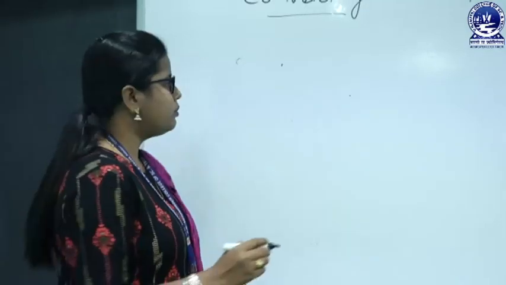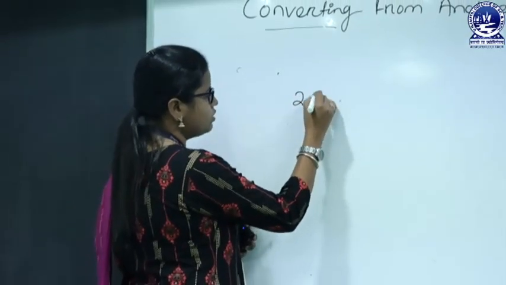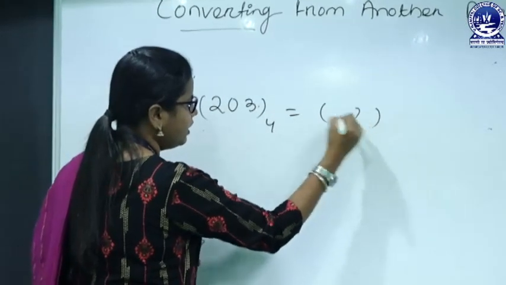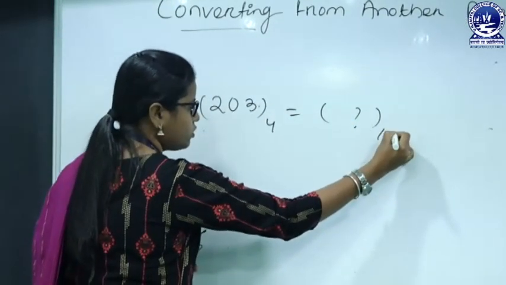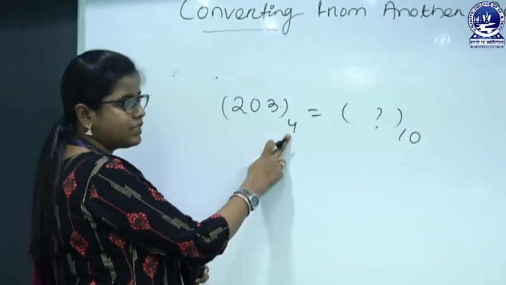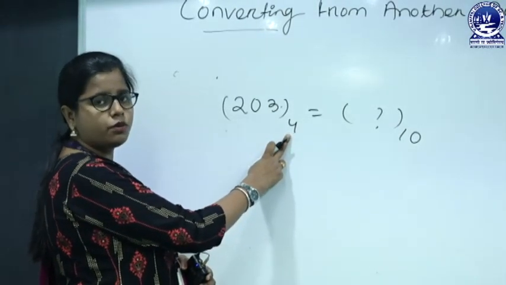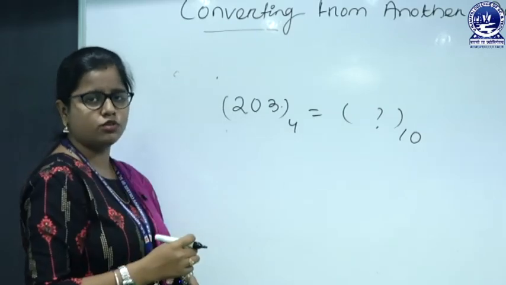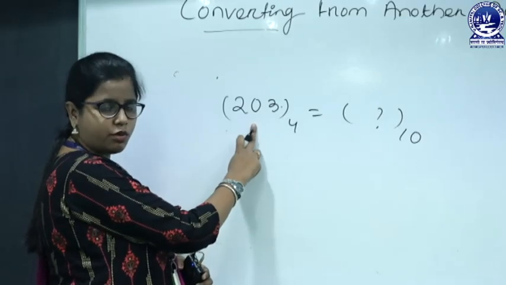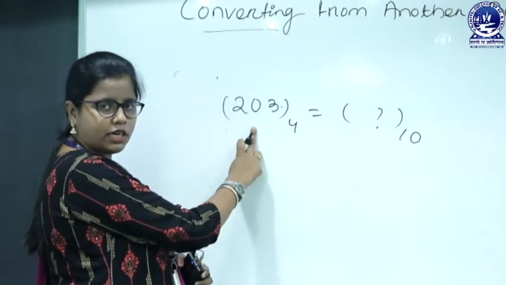So the next problem is to convert 203 base 4 into the decimal number system. First we have to check, is it a valid number or not? The base here is 4, so the digits should be like 0, 1, 2 and 3. All digits are in our range, so this is a valid number. So we have to convert this.